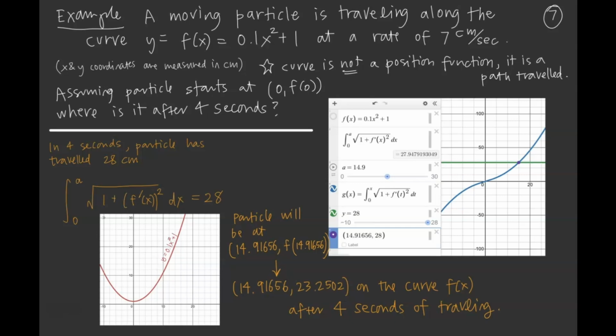Okay, so we've learned how to evaluate area between two curves, and we've learned how to find the arc length. So a really good section.